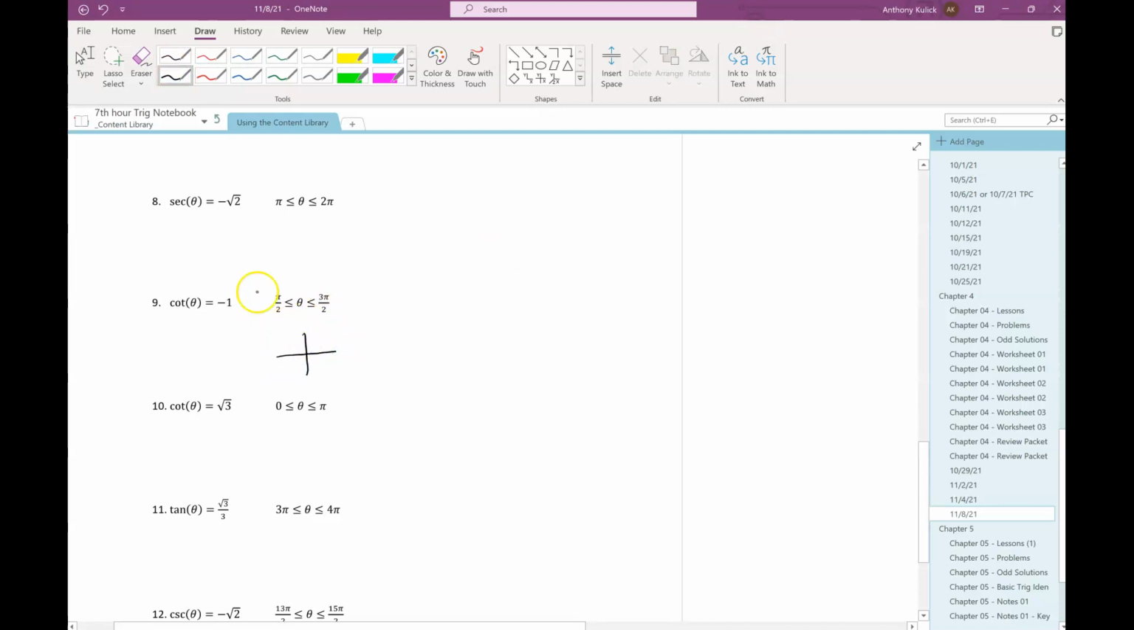So again, positive theta, so we're just going counterclockwise. Pi over 2, pi, 3 pi over 2. So we're looking at quadrants 2 and 3. All silly turtles crawl. I remember cotangent is the reciprocal of tangent. So cotangent's negative wherever tangent was negative. Okay. So referencing all silly turtles crawl, that's the second quadrant again.